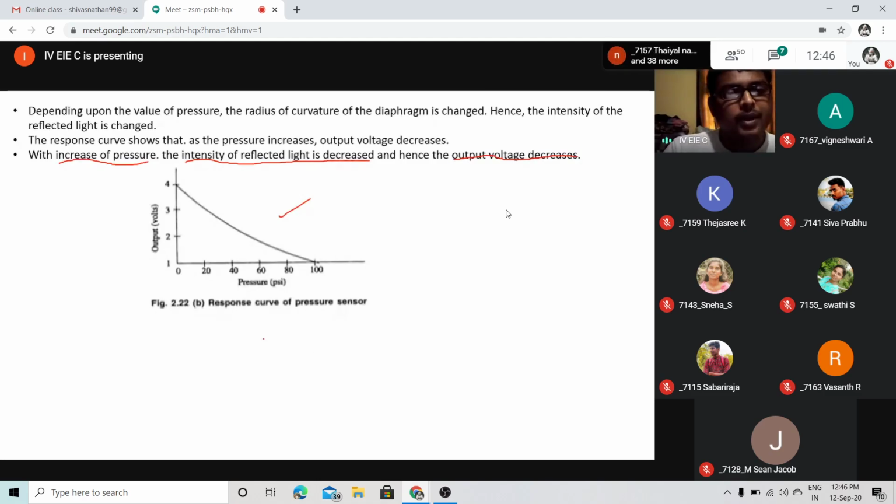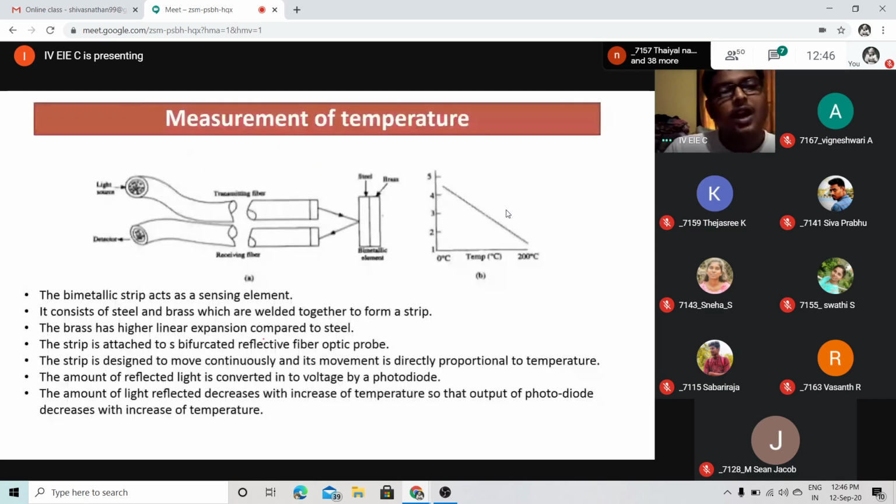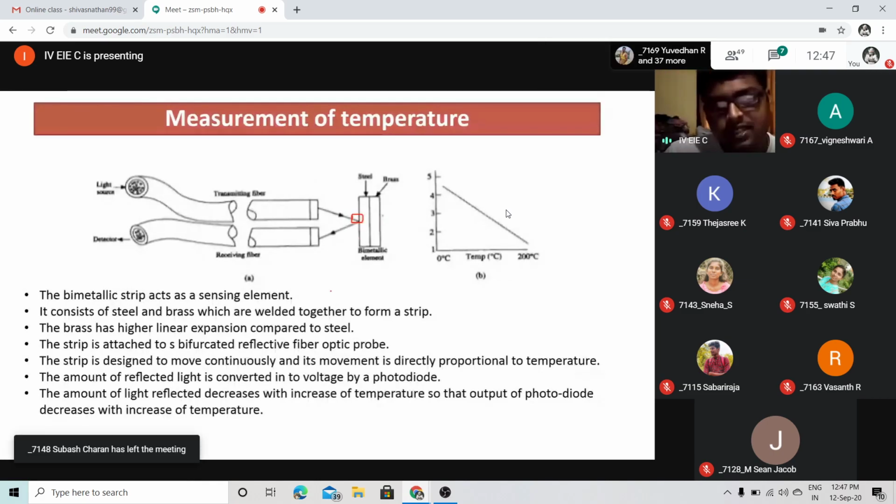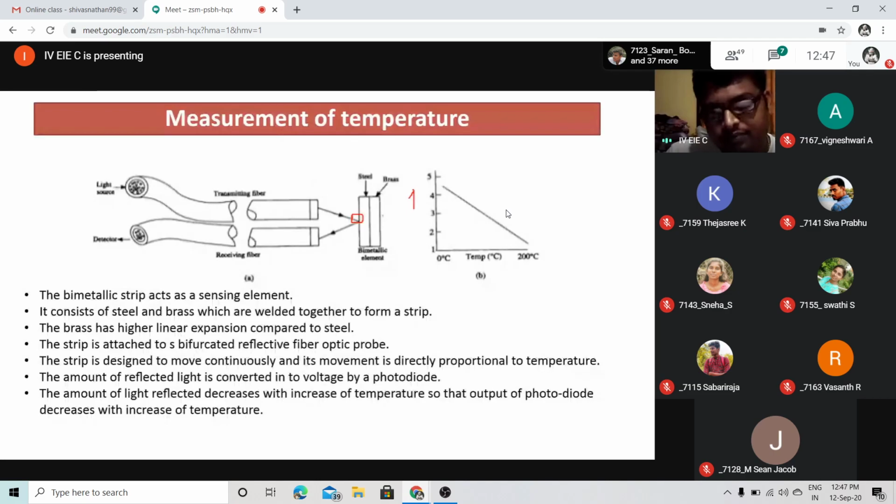Coming to the next, the measurement of temperature. This is very much familiar, and you also know that it is an extrinsic one. We do have a bimetallic strip or element present. The increase in temperature will cause a bending of this bimetallic strip. This creates a change in reflection angle, accompanied by a lowering of my intensity. So this creates a change in output voltage. If I map it again with respect to voltage V and temperature increase, you again see the same kind of response curve, which is similar to that of a pressure sensor.